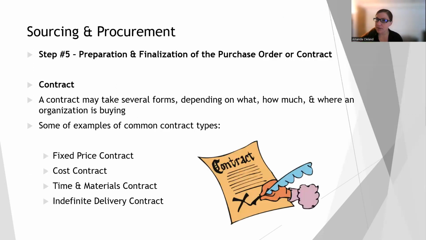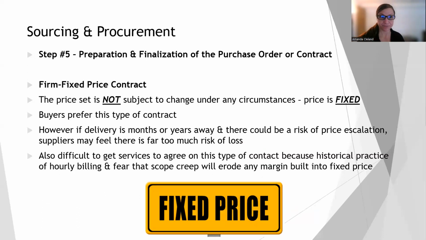So a contract may take several different forms depending on from whom the organization is buying. Some very common contract types include fixed price contracts, cost contracts, time and materials contracts, sometimes referred to as T&M contracts, and indefinite delivery contracts. And we're going to go over all of these different types of very common contracts.